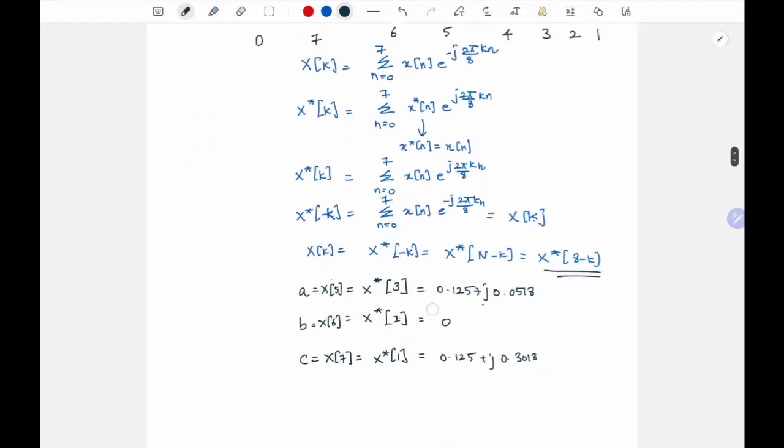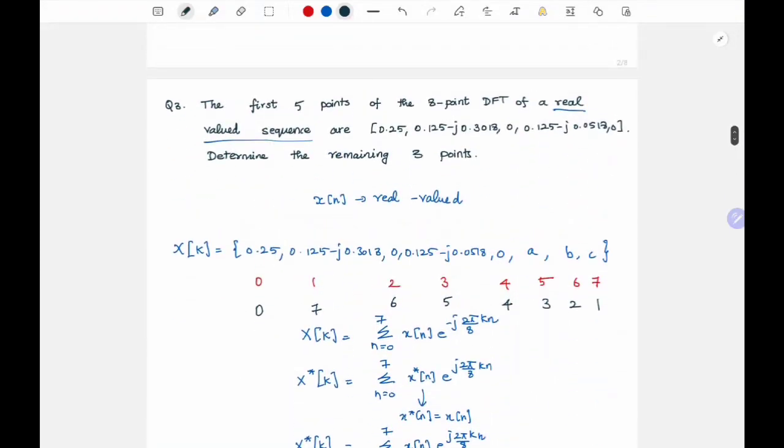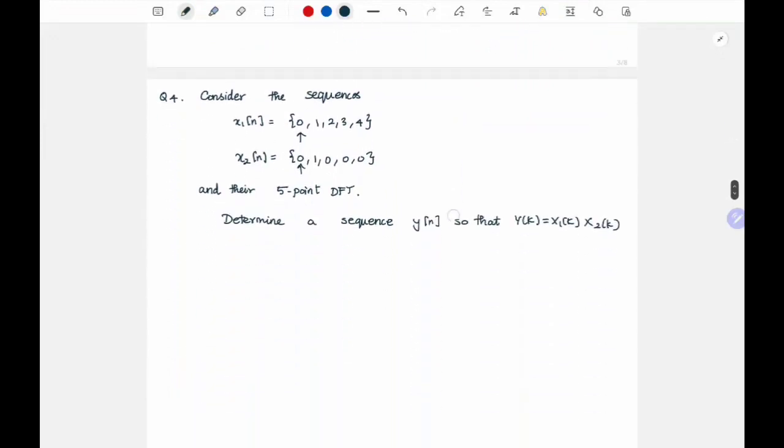Okay, so you need to see what additional information they have given. If you miss this real valued sequence, then you may not be able to find it. Okay, let us move on to the next question.